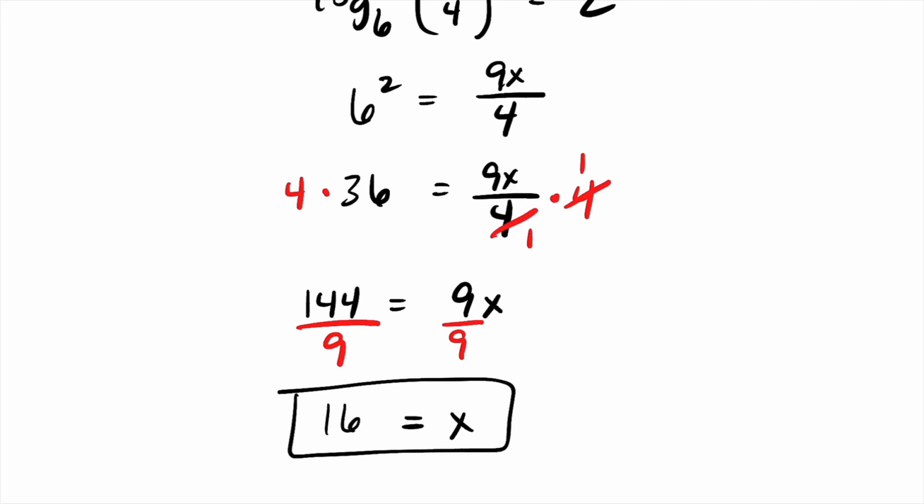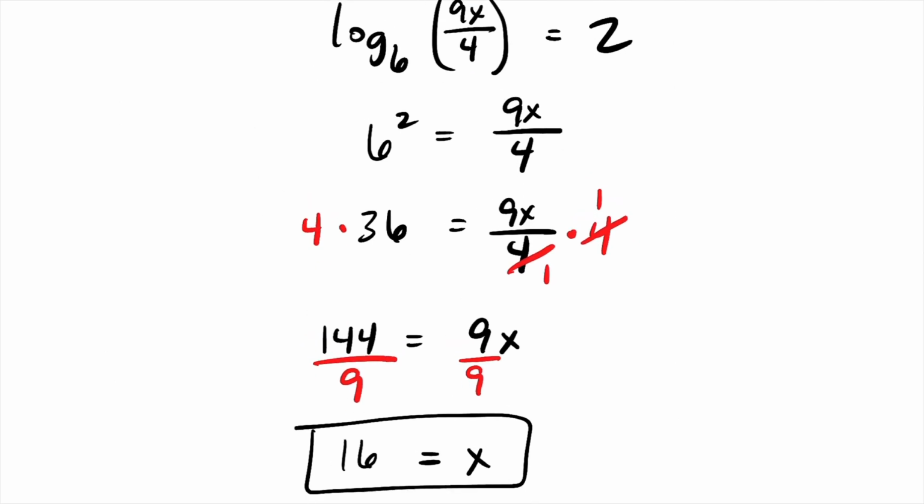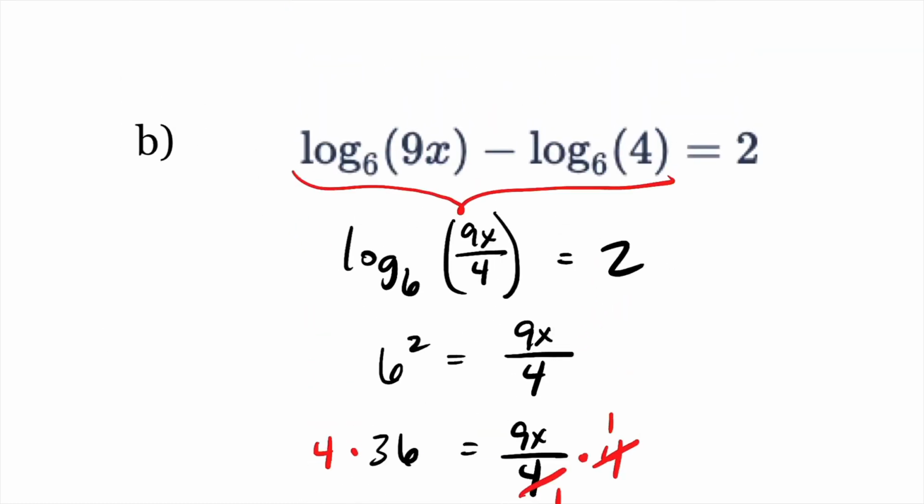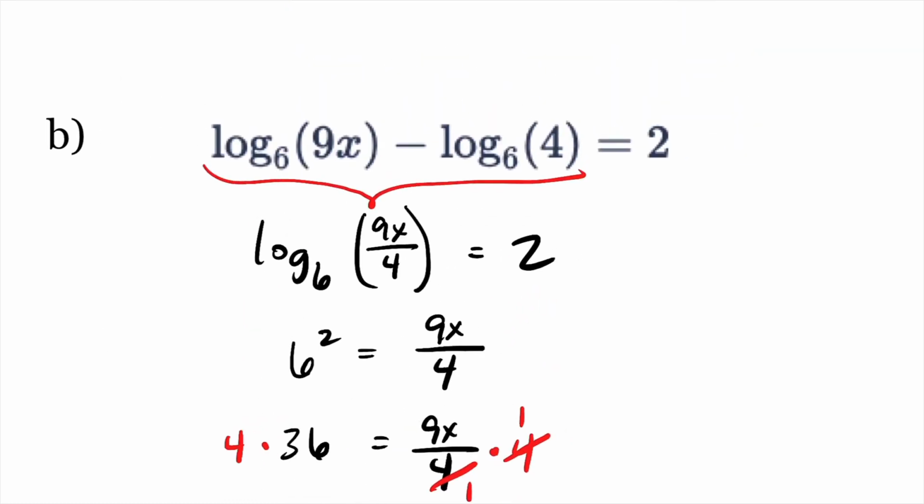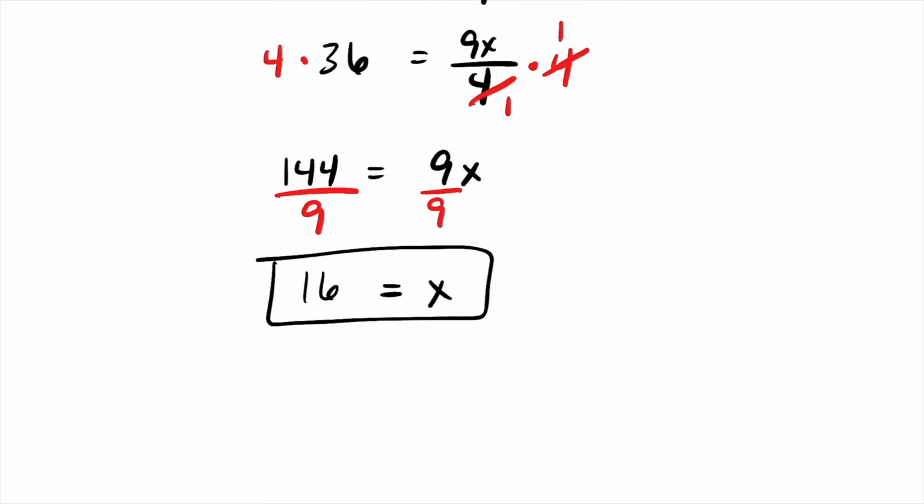Doesn't mean it's going to be an answer. I have to still check it. Okay? So it's a positive 16. So when I plug in positive 16 here for x, right? Positive 9 times positive 16 is still going to be a positive number. And then over here, I have nowhere to plug it in. It's always going to be positive 4. So I'm good. 16 works. Green check. Good, good.